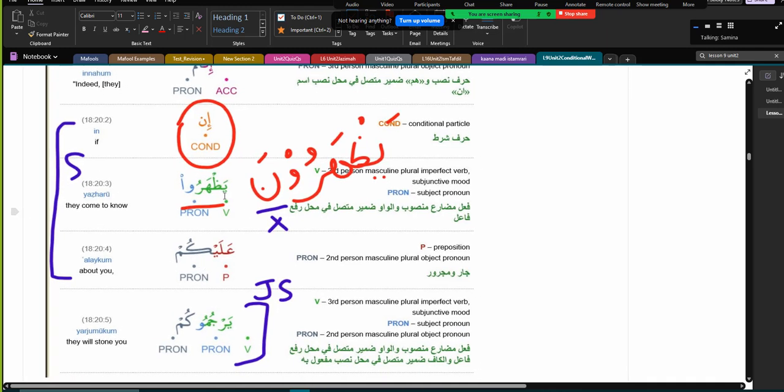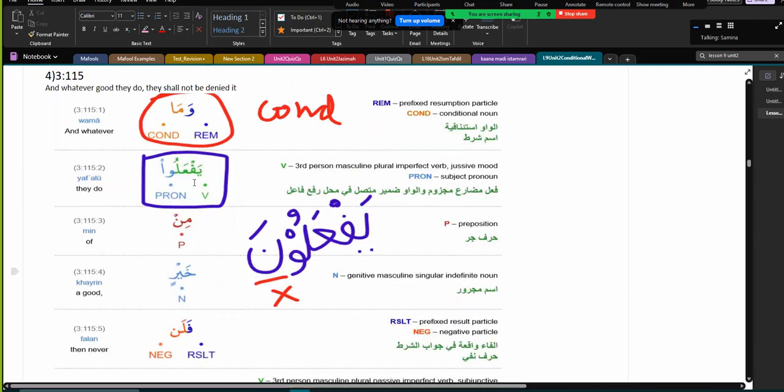And not only yazharu, it's also making the other mudari, yarjumuna, madzum. It was actually yarjumuna. The noon drops for this as well. So if there are multiple mudaris after it, it makes them madzum as well. So in yazharu, if they come to know about you, yarjumukum, then they will stone you. This is jawabu shart, right? So the jawabu shart mudari will also be madzum. So this was yarjumuna. The noon is dropped here because of in. So this is the jawabu shart.